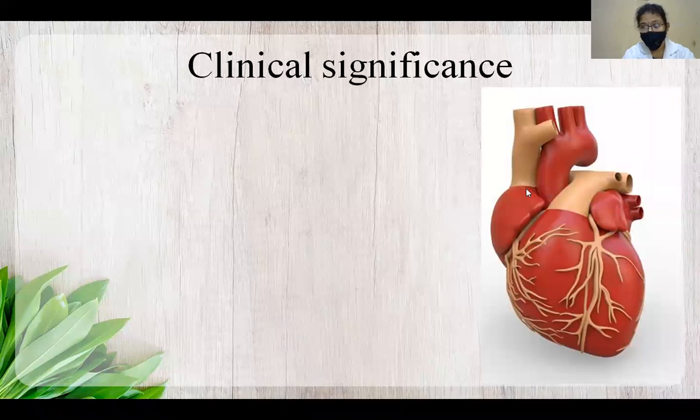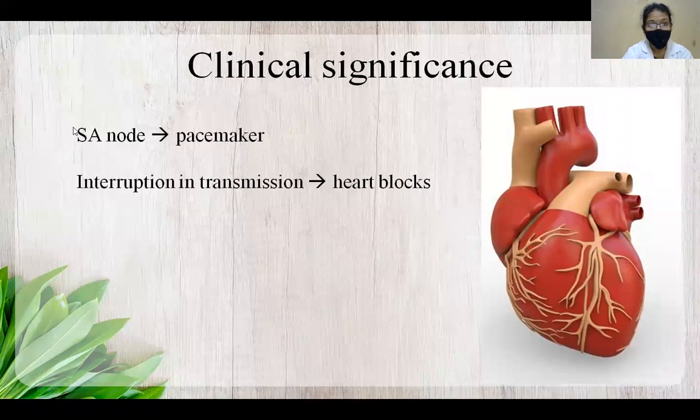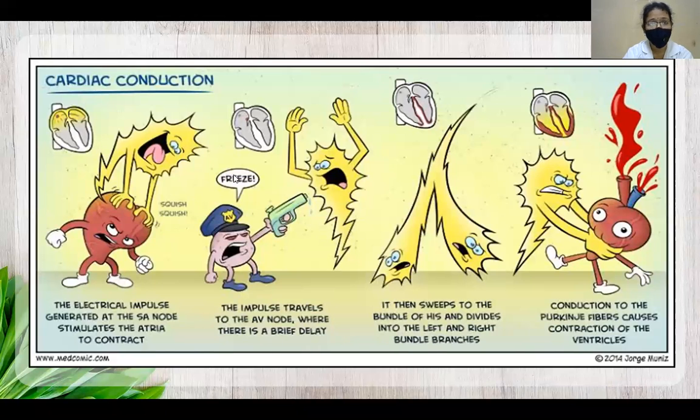As I told you, with this experiment we understand how the impulse is being transmitted to other parts of the heart. It means we are able to understand the conducting system of the heart. So, as we know, the SA node is the pacemaker, and whenever there is interruption of impulses, it leads to a condition known as heart block.